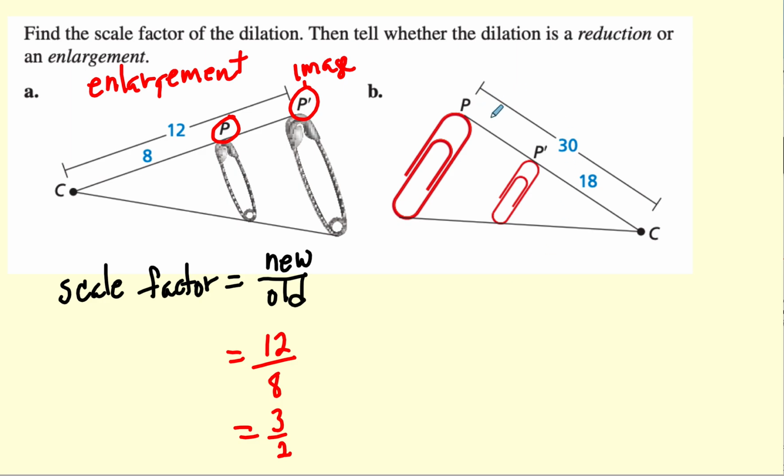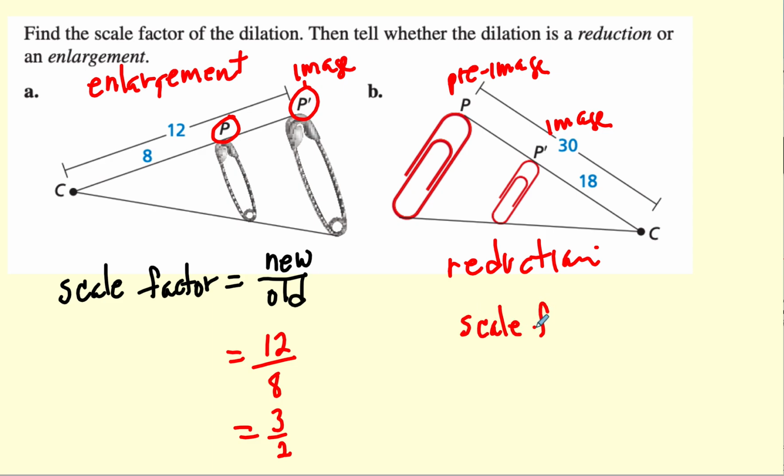Let's go ahead and take a look at this. I can see this is the pre-image because it has just P. And I can see this is the image, and it looks like it wants to be closer to C. Notice that the paperclip is smaller, so this is a reduction. And let's compare the scale factor.